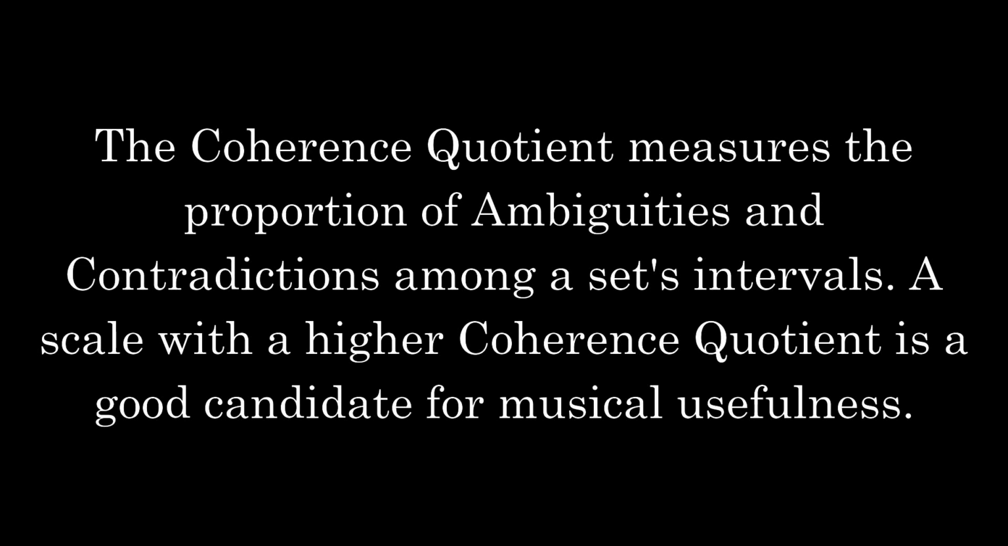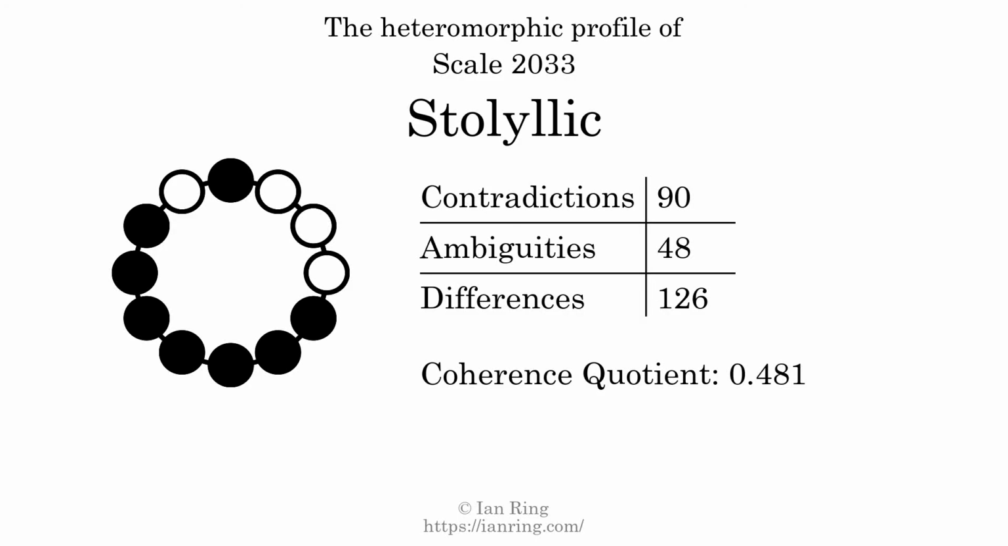The coherence quotient measures the proportion of ambiguities and contradictions among a set's intervals. A scale with a higher coherence quotient is a good candidate for musical usefulness. The coherence quotient is 0.481.